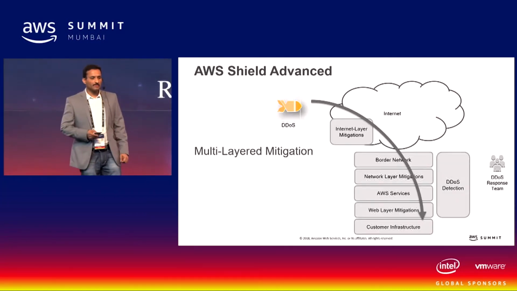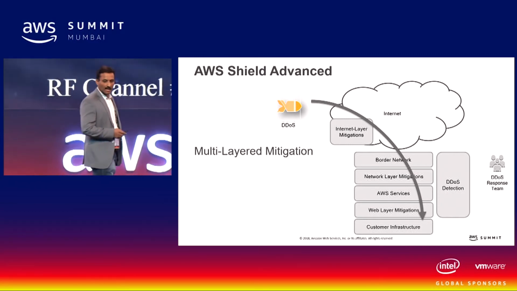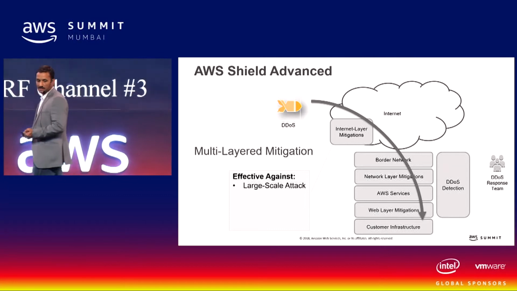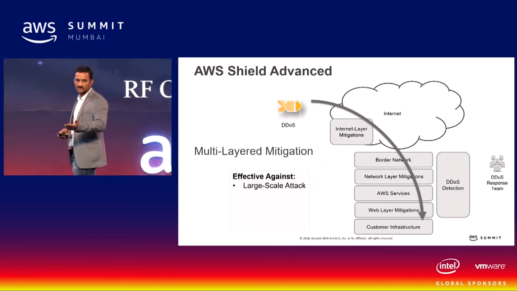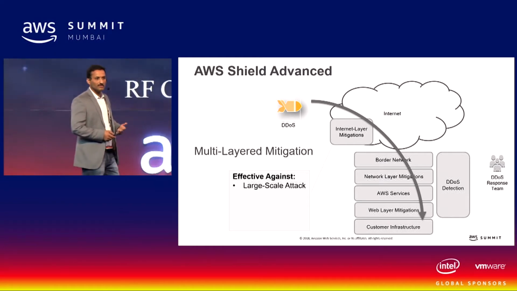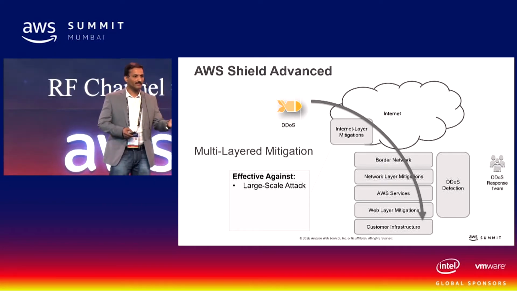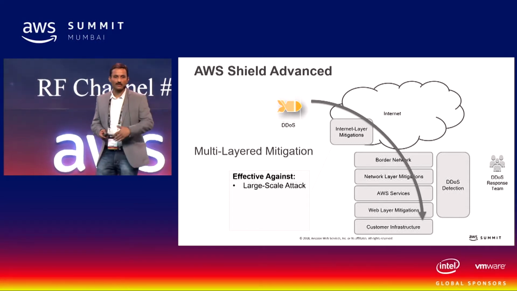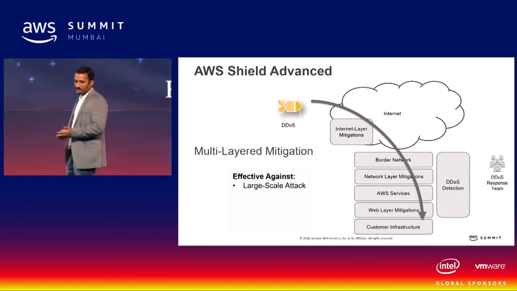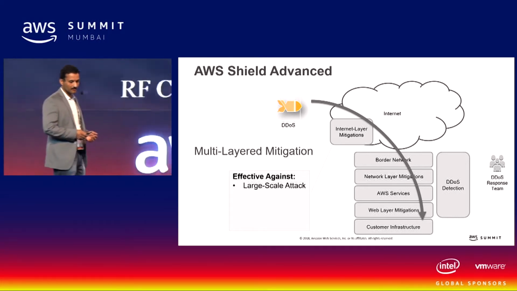So let's go a little bit deeper, like how we do it, right? For large-scale attacks, what we do is we work with the upstream ISP service providers. We send them signals using the BGP protocol to either deviate the traffic away from your resources or black hole it, right? So that's how we work with the internet service providers to prevent any large-scale attacks.